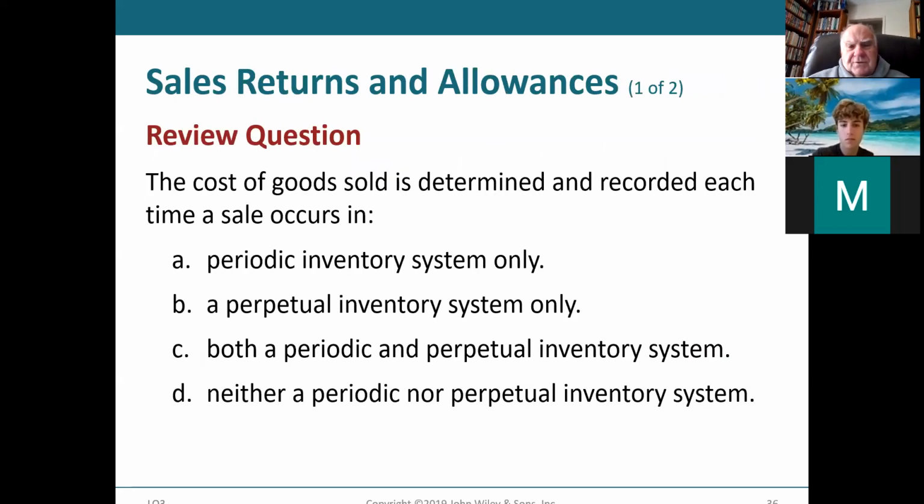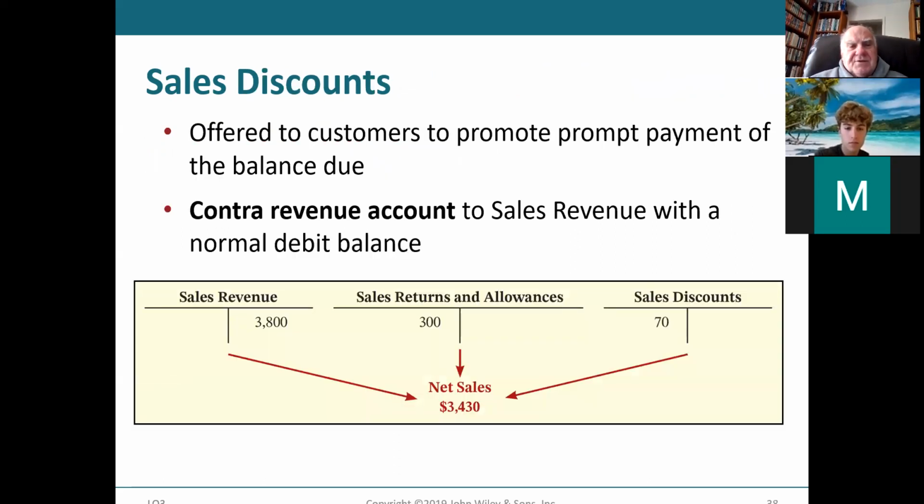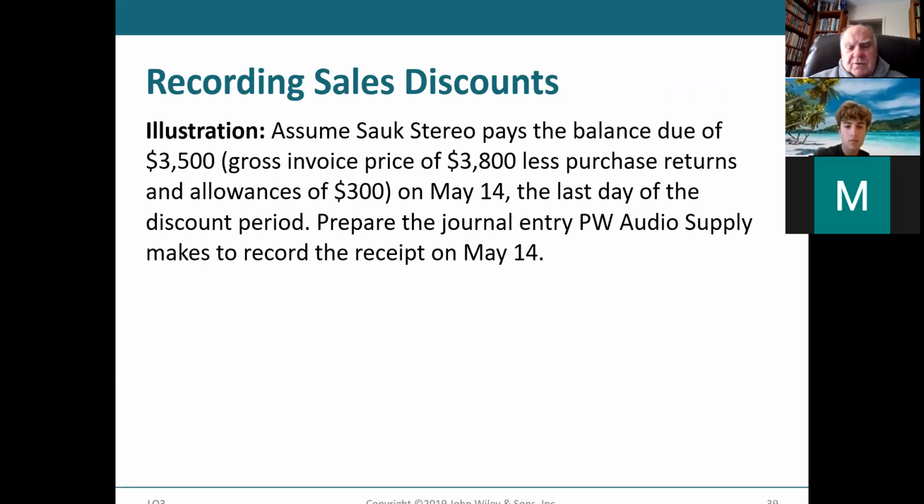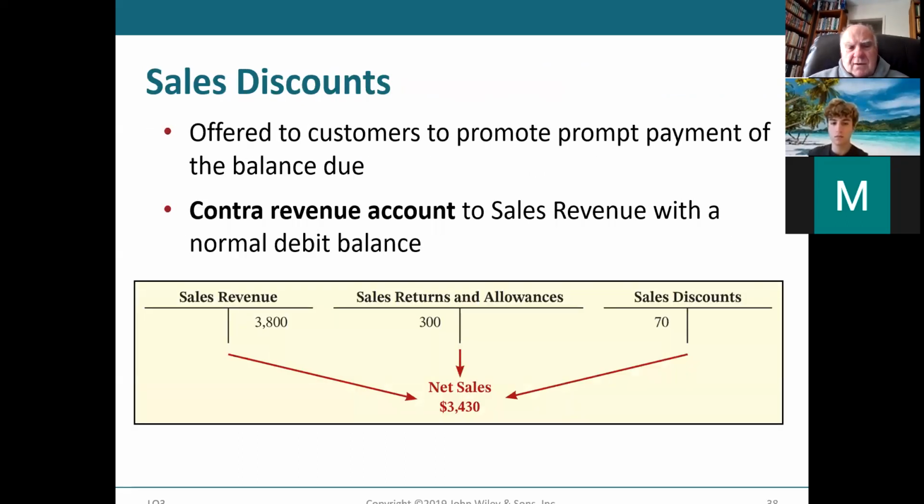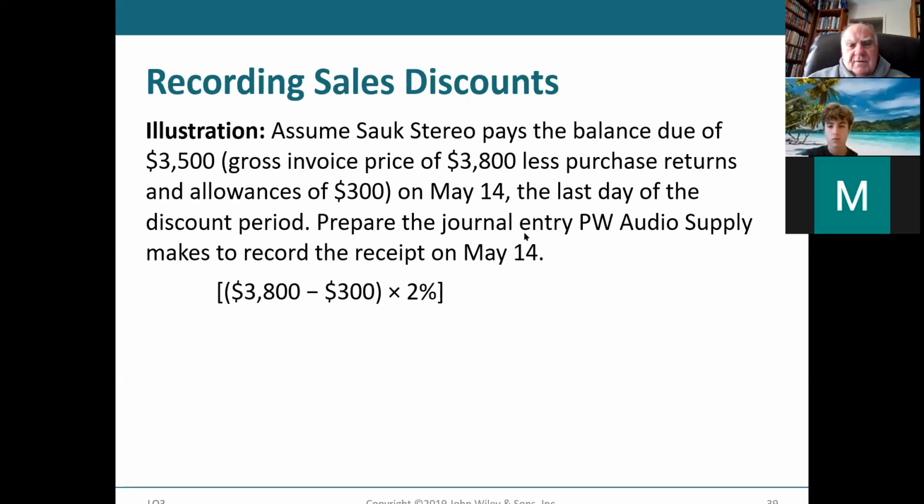The cost of goods sold is determined and recorded each time a sale occurs in perpetual system only. Perpetual. Understand those two words and what they mean in terms of inventory control. Sales discounts and sales returns and allowances are contra sales accounts. You never debit sales, never. What you debit are the contras to get the net sales down. 3,800 minus 370 is 3,430 net sales.